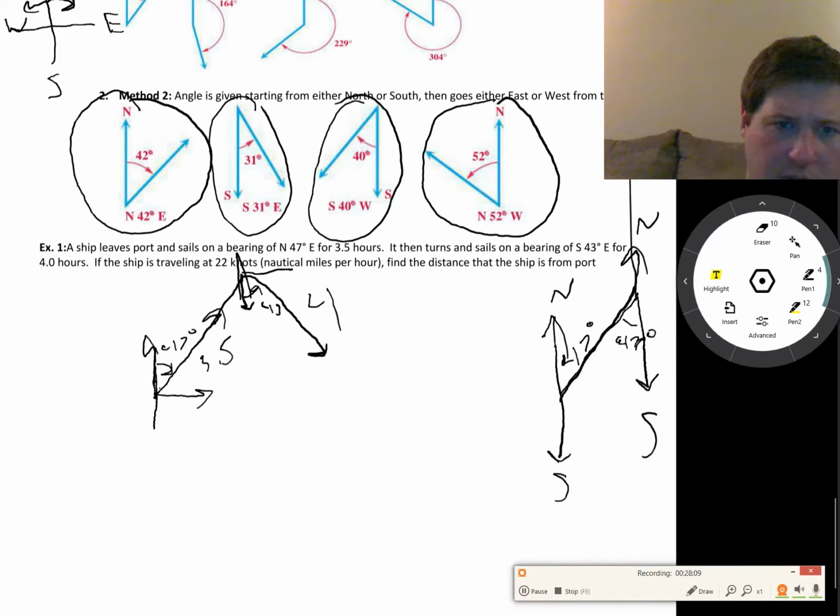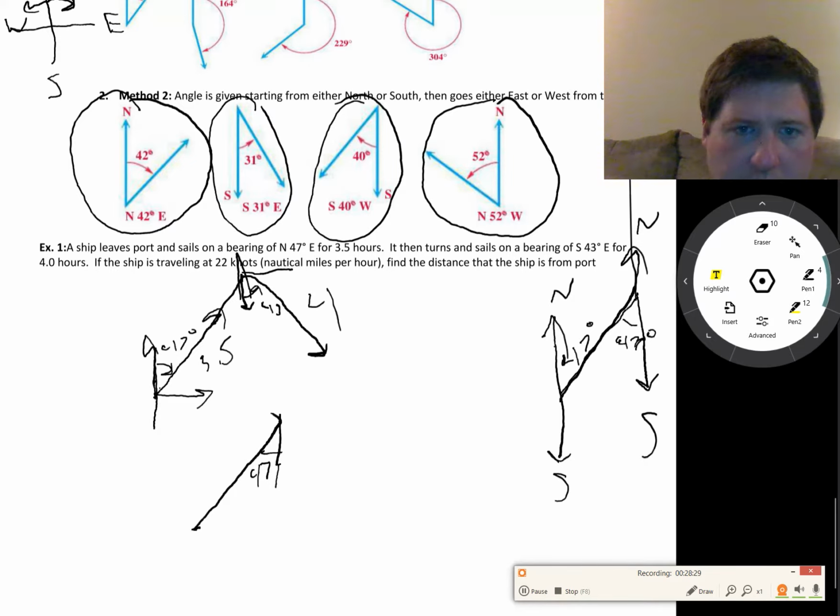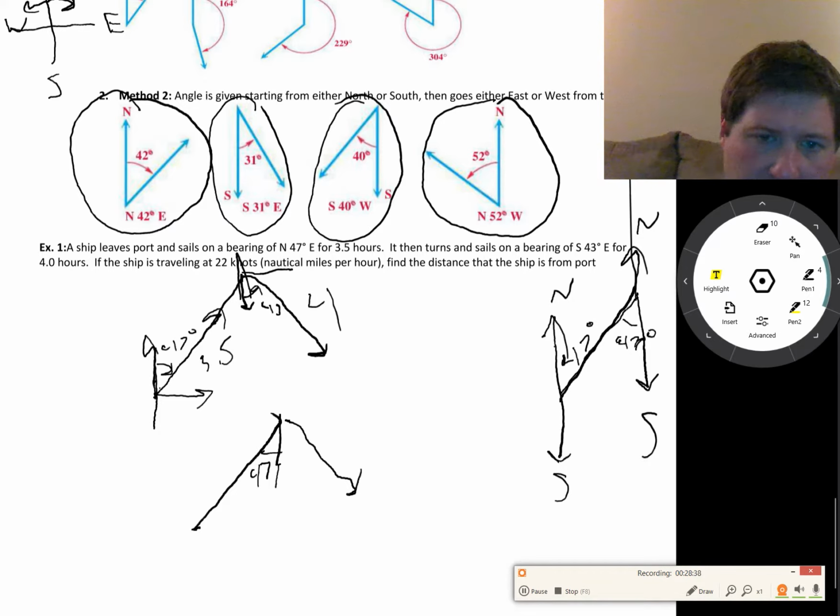So I'm going to go back to our old picture here. Rather than writing the 47 degrees in the bottom left, I'm only interested in this 47 degrees. Because with that, remember the second direction this ship went, he was going in a southeasterly direction, an angle of 43 degrees.